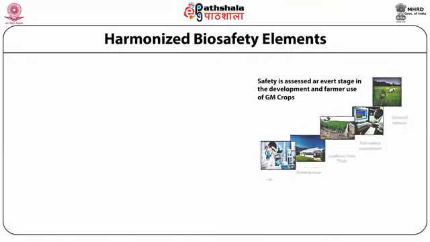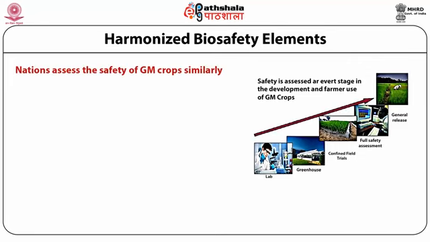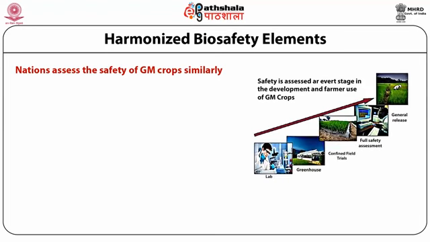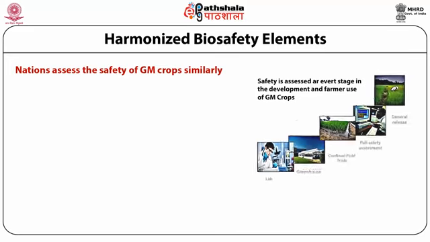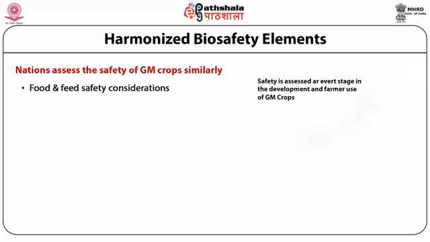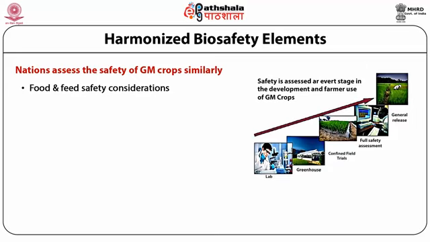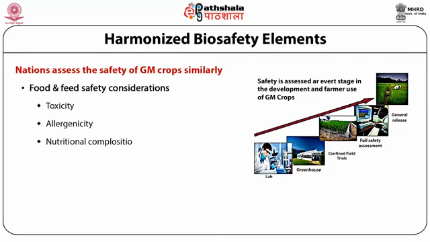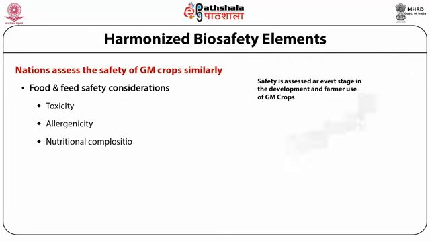What are the biosafety elements which are to be considered? Nations assess the safety of GM crops almost similarly. Two major concerns are food and feed safety, and environmental safety. In food and feed safety considerations, several aspects are being tested in the transgenic plants: toxicity, if there are any toxins present; allergenicity, if they produce any allergic compounds; or nutrition, whether the nutrition quality of the plant has changed by insertion of any gene; and several others.